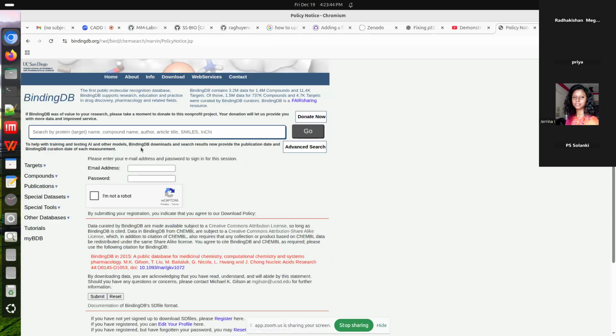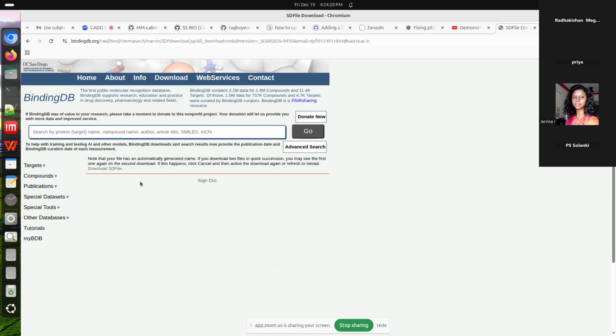This website will ask you for a login name. You just give the mail ID and the password. If you have an account already, you can type the password, or you can register here. After you log in, you give submit and then you can download the SDF files you have selected. Since I already downloaded the files, they're already in my directory.